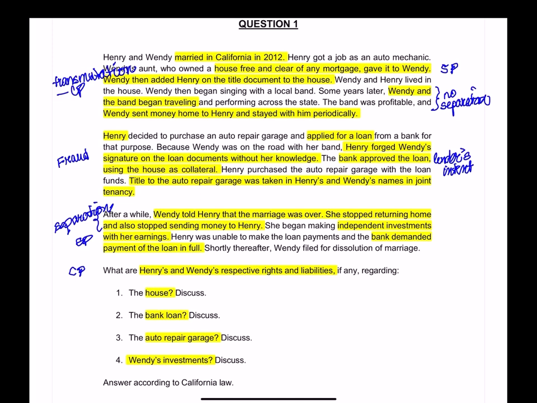The bank loan. The intent of the lender was to loan to the community. And so the lender would be able to go after payments, the loan payment in full, from the community funds and from each of the two spouses separately if need be. But Wendy has rights about that loan. So ordinarily, that loan would be a community loan. But he committed fraud, and in the interests of justice, the court may award the entire loan debt, that entire liability, to him.